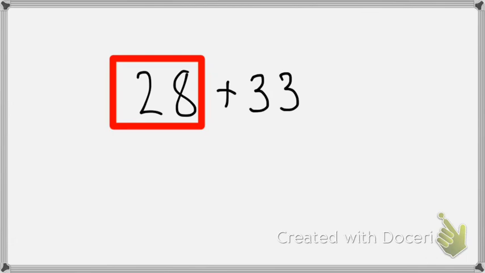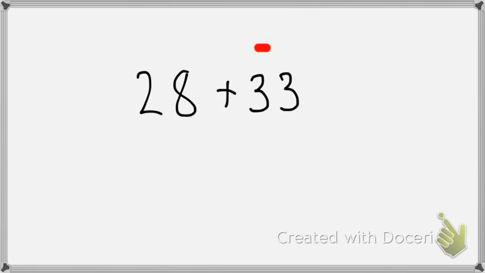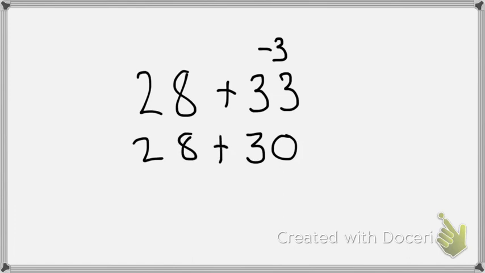But just for this example, what I'm going to do is I'm going to minus 3. I'm going to subtract 3 from this side. If I subtract 3 from this side, it turns it into 30. So now my problem is 28 plus 30. 28 plus 30 should be easy for most of you guys. 20 plus 30 is 50, and 8 and nothing is 8, so it's 58.